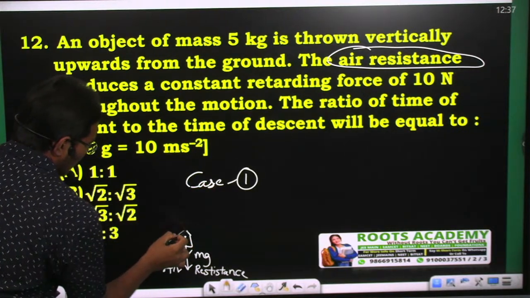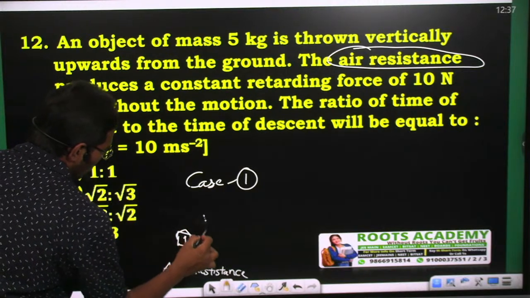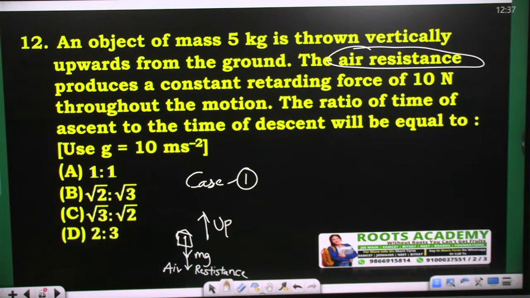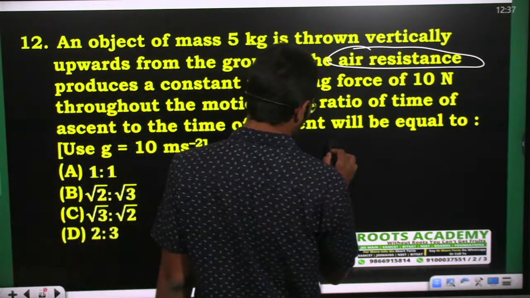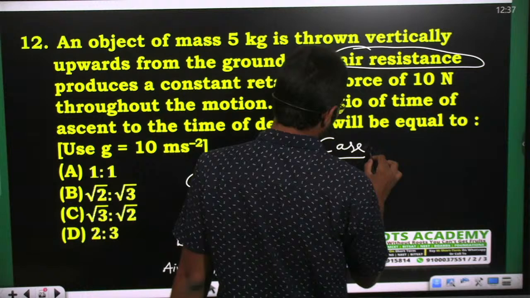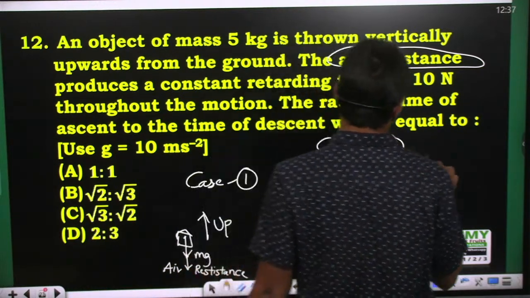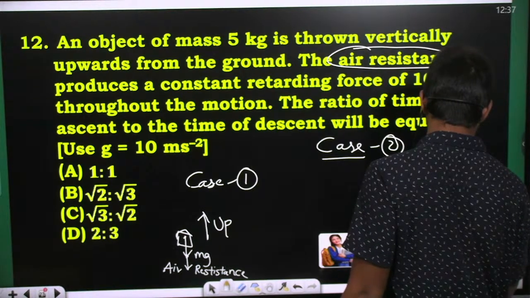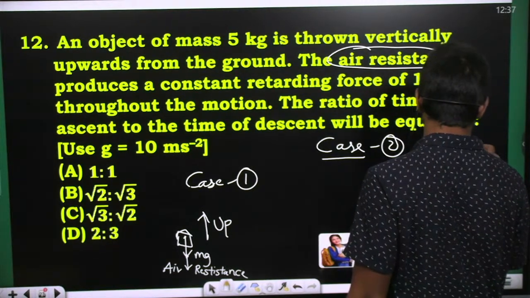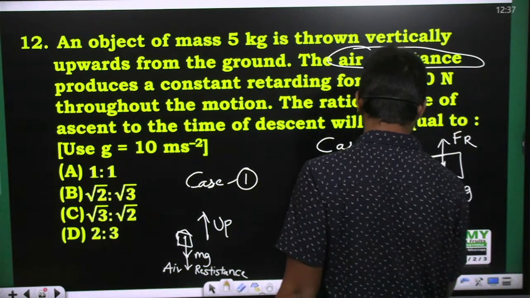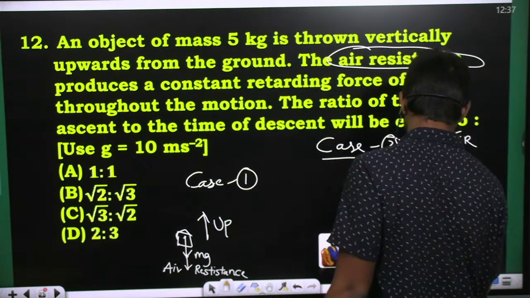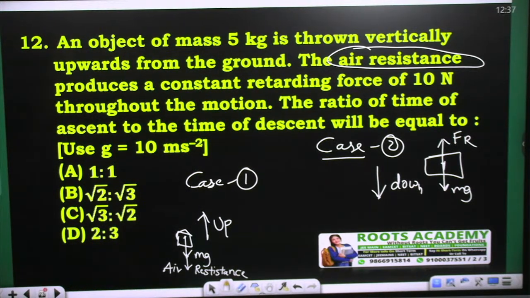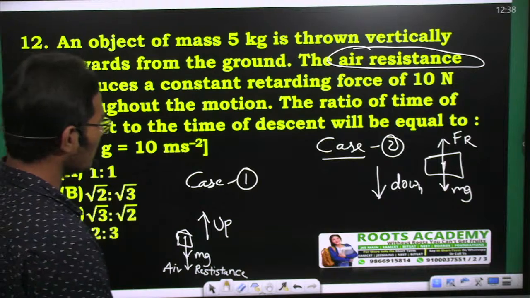So the net force acting while moving up: mg down, air resistance down. Case 2, while moving down: mg, fr. While moving down, the property of resistance is to just oppose the motion, whatever direction it might be.